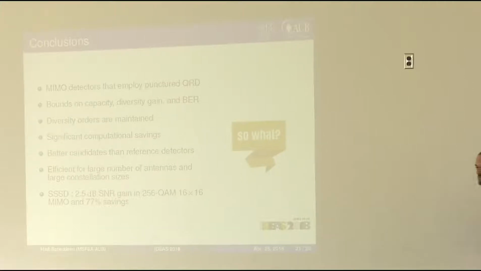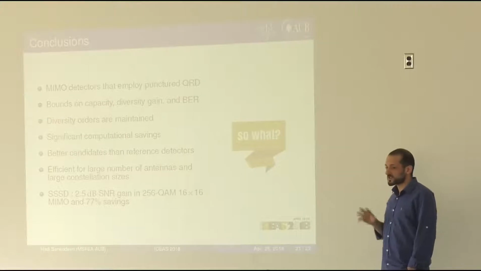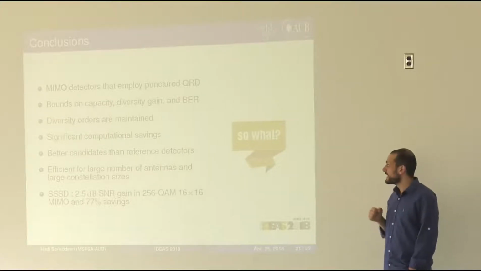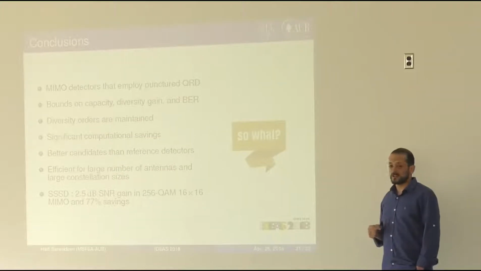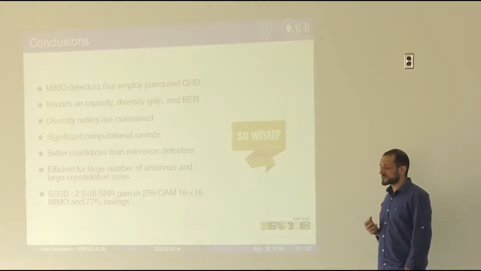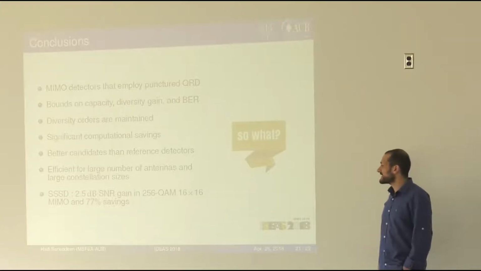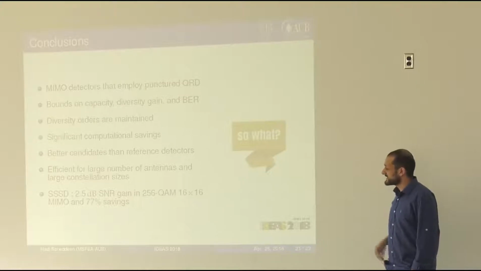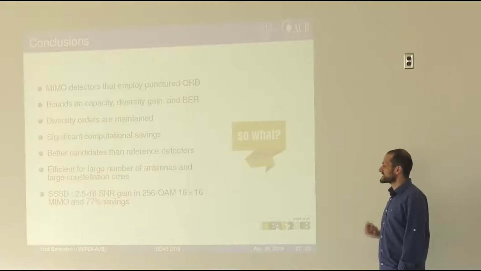So in conclusion, what we have proposed in our work is examining MIMO detectors that we call punctured QRT in lieu of regular QRT. We derived bounds of capacity, diversity gain, and bit error rate. We showed that diversity orders are maintained under puncturing, and that significant computational savings can be achieved. We argued that the proposed schemes are better candidates for large MIMO detection compared to reference detectors in the literature, and that they are of particular interest in the context of large constellation size as well.